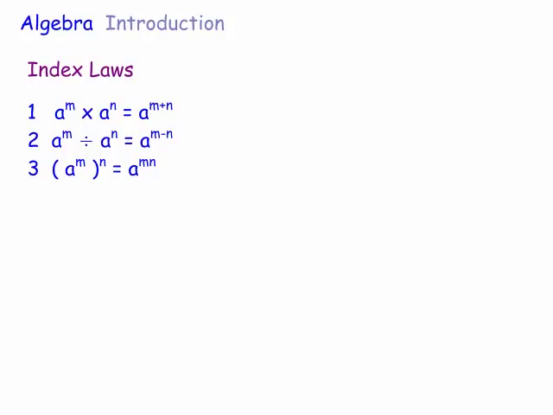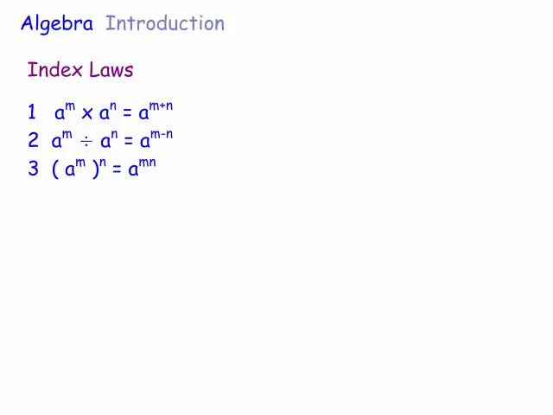When I'm dealing with letters, if I'm multiplying the same letter together, I can add their indexes. If I'm dividing the same letter, I subtract, and if I'm multiplying a letter to a power to another power, I need to multiply those indexes.